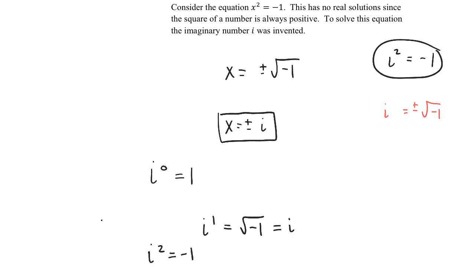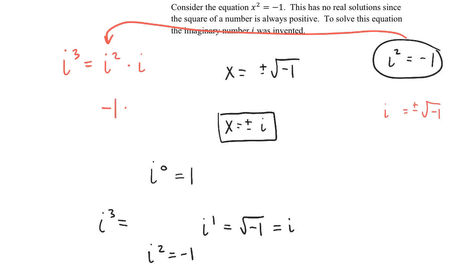And then finally, i to the third. Well, let's think about what i to the third would really be. i to the third would be i squared times i. Does that make sense? But what's i squared by definition? What do we say i squared is? Negative 1, from over here, right? We know that i squared is negative 1. So this is negative 1 times i, or simply negative i. So that's what i cubed is.